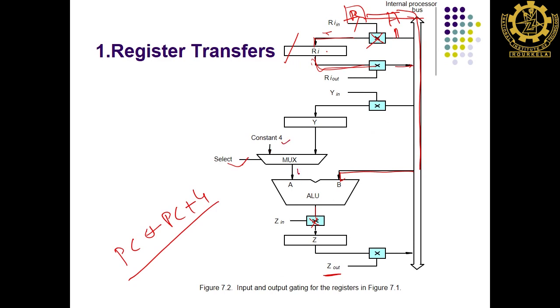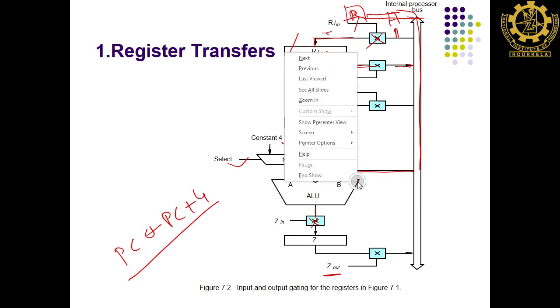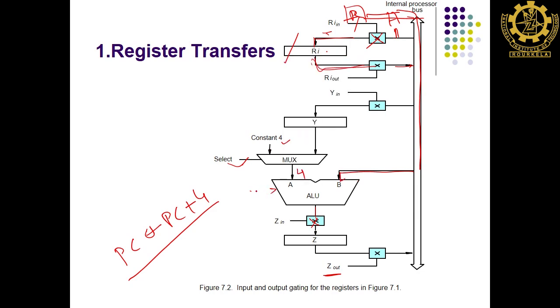It will come here; this is 4, this is the program counter value, and then you give the signal Add. Whatever the result is there, you have to put Z in equal to 1. The result will be stored here, and then you have to say Z out, so Z will be out here, and then program counter in should be on. Earlier it was program counter out, now program counter in. These are the operations you need to do just for PC equal to PC plus 4.